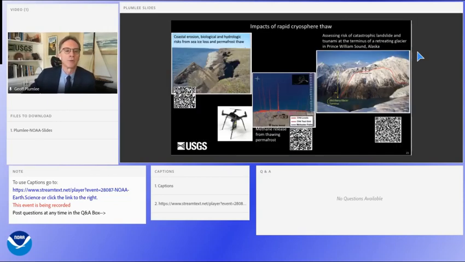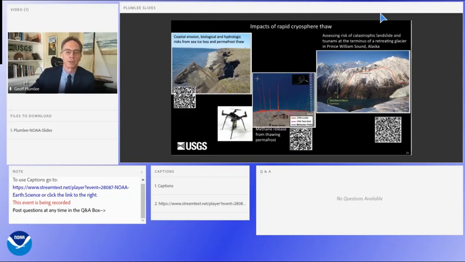Impacts of rapid cryosphere thaw. We have work going on in Alaska looking at coastal erosion, biological and hydrologic risks from sea ice loss and permafrost thaw. We're looking at methane release from thawing permafrost. This case in the center, we're using an industrial methane detector attached to an uncrewed aerial drone here, measuring spikes of methane release coming from river channels in meltwater paths in the thawing permafrost. And that, of course, is a feedback. Generating more methane produces more greenhouse gas, etc.